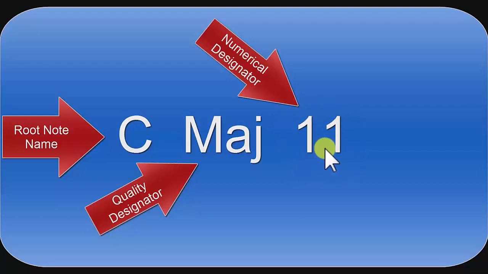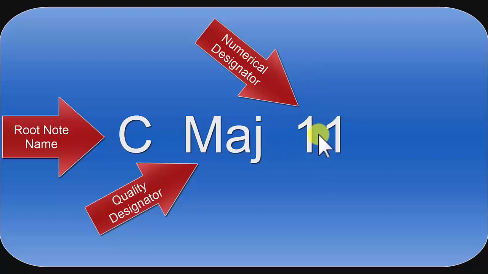And then this next one here, which is the numerical designator, is basically telling you what the highest unaltered extension is. This is what you've got to put here, the highest unaltered extension. So if the highest unaltered extension was 9, you'd put a 9 there. If it was 7, you put a 7.